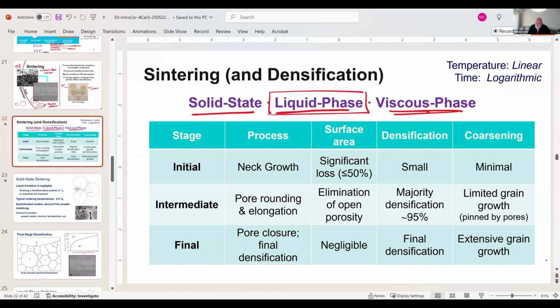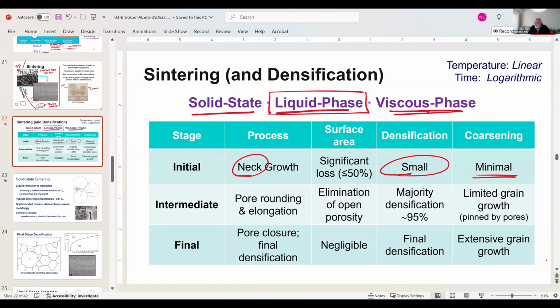There's almost no densification occurring in that system, and coarsening actually typically doesn't occur very much unless you are held at elevated temperature for a period of time where you are growing those particles. So where does this loss in surface area come from? Loss of surface area comes from the neck formation in the system. Okay. There can be coarsening in the system in the initial stage of sintering, but a lot of that is due to neck growth.